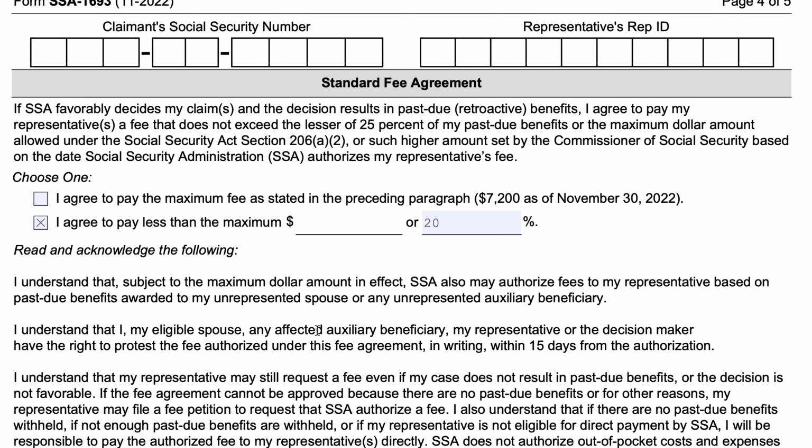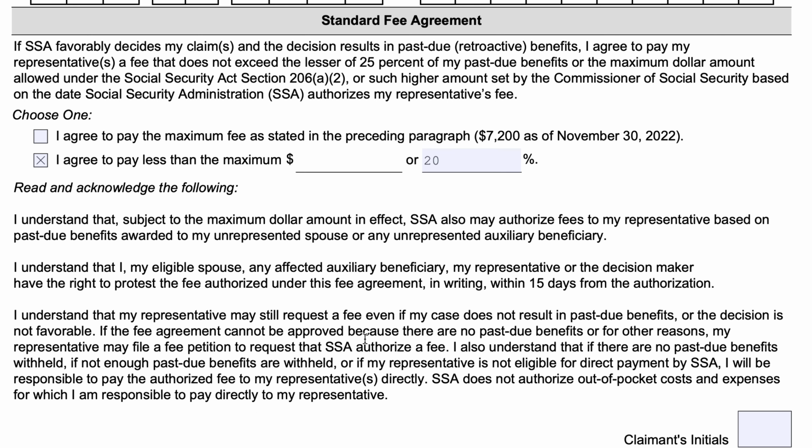There you go. So now you're supposed to read and acknowledge a couple of things. One, the Social Security Administration may authorize fees based on past due benefits awarded to a spouse or a beneficiary that may receive additional benefits, but they did not represent them. The Social Security Administration can still authorize fees subject to the maximum dollar amount. So basically, all of those beneficiary payments are still subject to the maximum dollar amount, in this case $7,200, until that fee is adjusted upward for inflation.